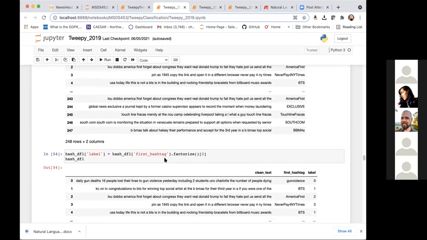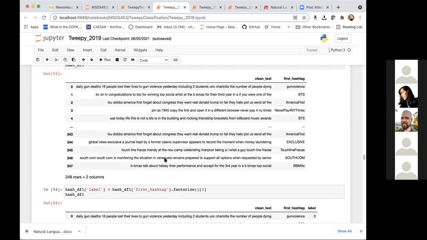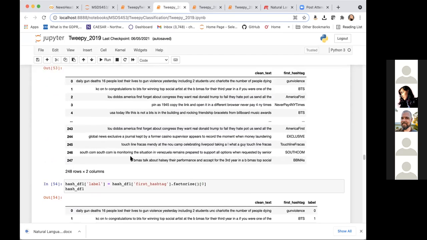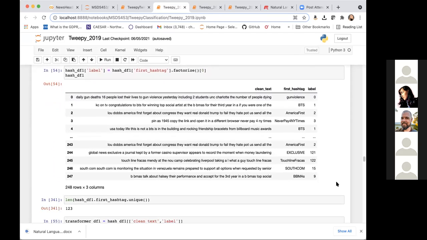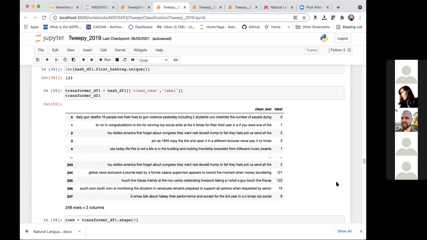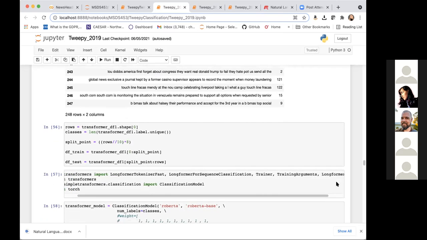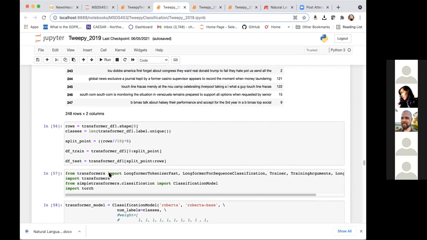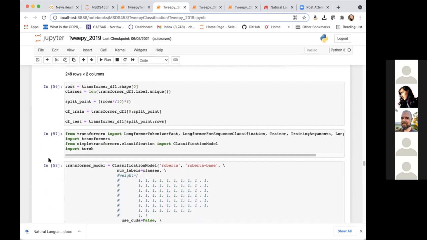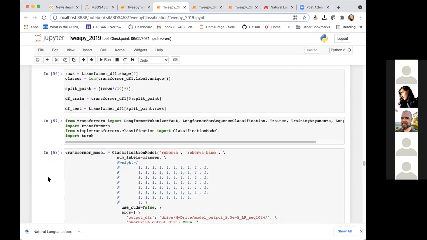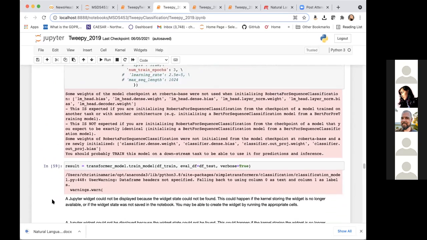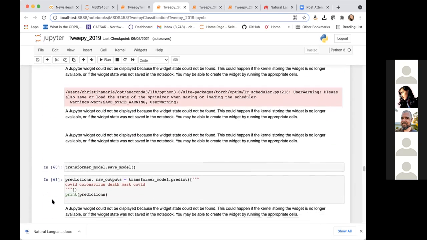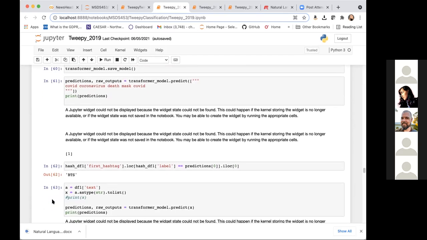But yeah, so let's see. These are the ones that were labeled. Out of the 1,500 tweets, there were only 248 that had a first hashtag or any hashtag. So I put the label on it, and so it's just the clean text and the label. Here is where I have the transformer model. I used the Roberta transformer. I did not use the weights. And the results, save that.